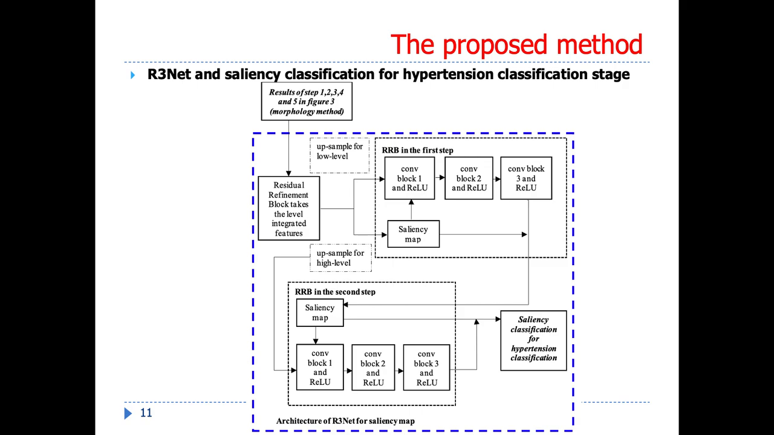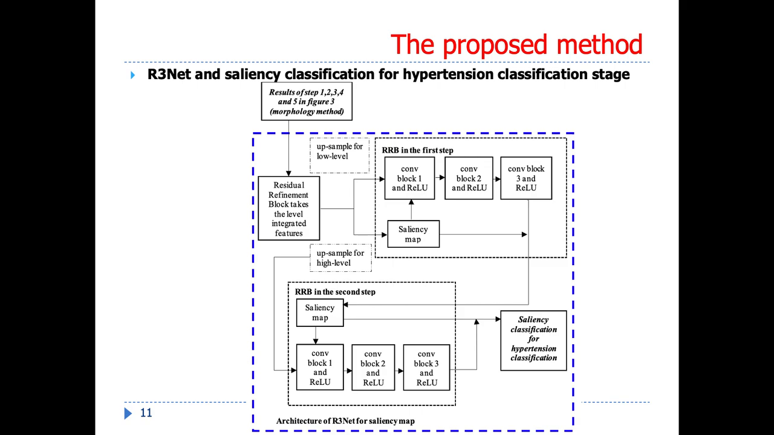And in this model, he chose steps for the residual refinement block. From the input, we use upsample for low level and high level. Low level has 2 pieces of information. The first is the saliency map, and the second is the input for the 3 blocks of convolutional and ReLU. The final result is combined with the saliency map, which is the input for the second step.